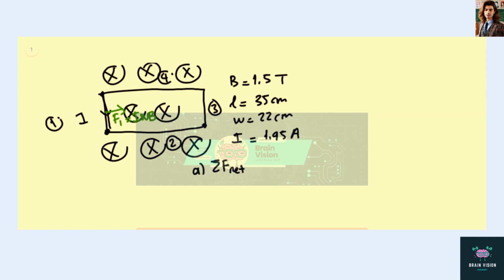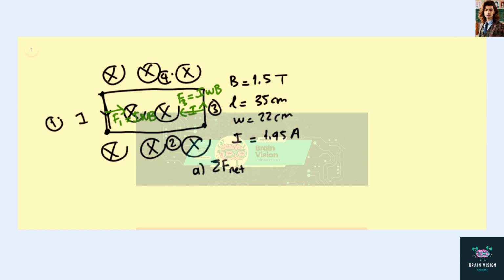Now let's go across to segment 3 real quick. This is the direction of the current I. If you use the right-hand rule again, we're going to see that F3 is actually along the opposite direction of F1. However, magnitude-wise, they're equal to each other.